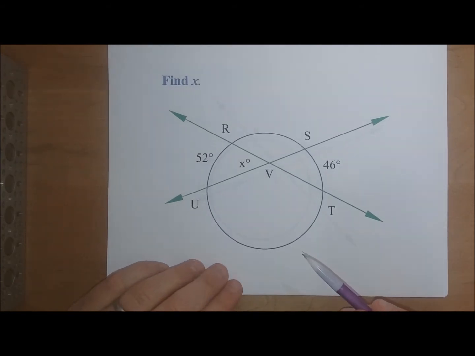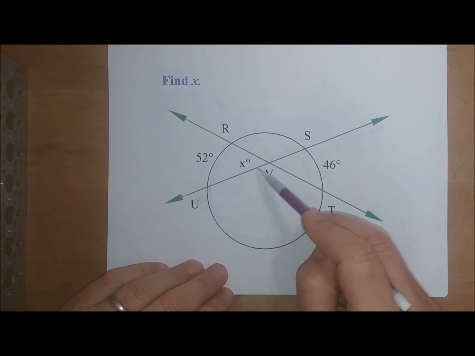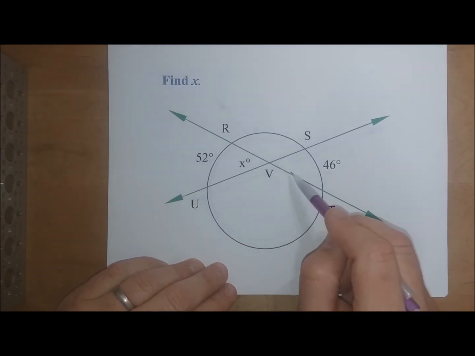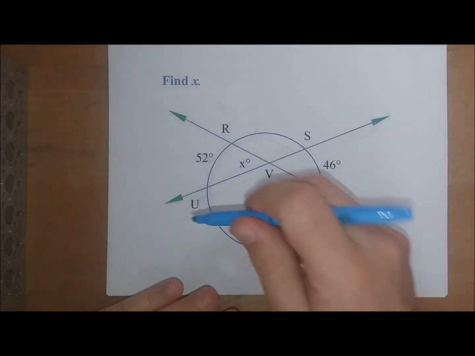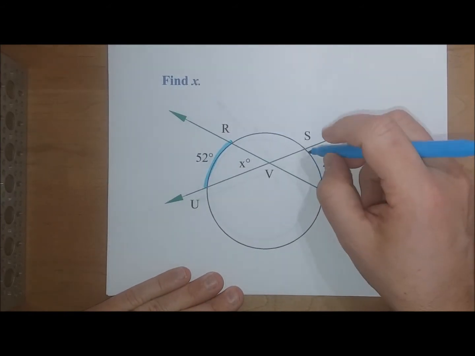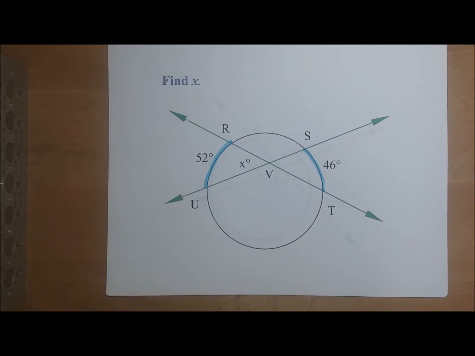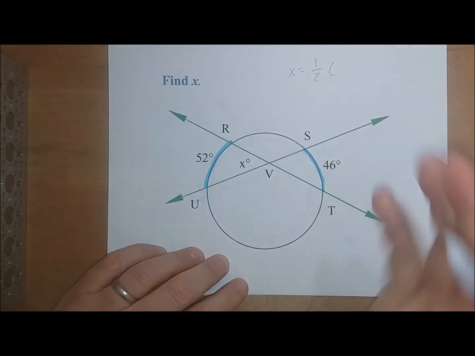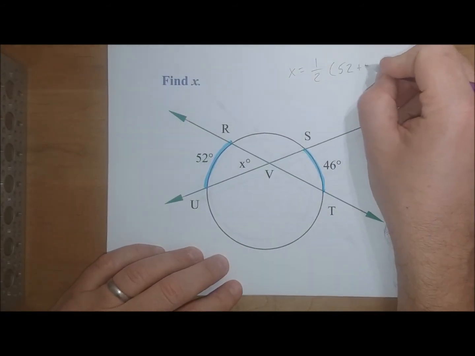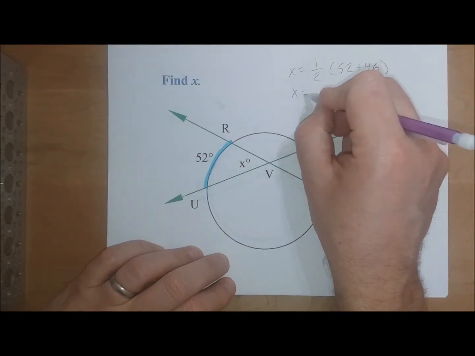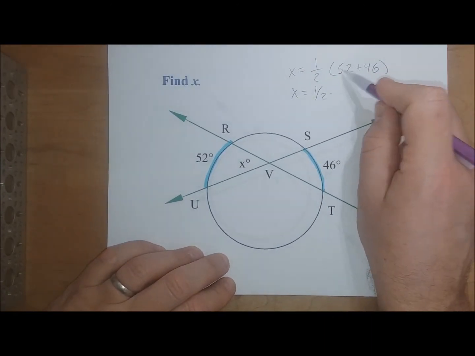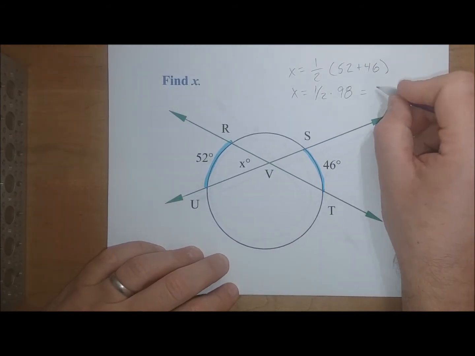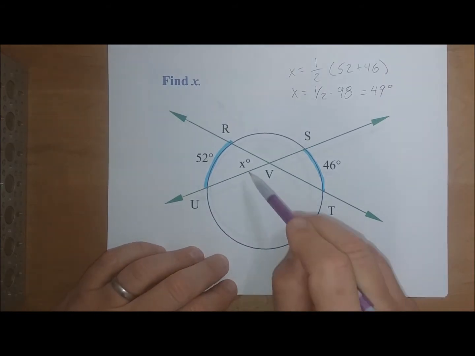Here they want us to find x. You can see x is this angle formed here. You could also call this angle RVU. And notice this angle and its vertical angle intercept these two arcs. Well, what we just learned in circle theorem 12 is that this angle inside, x, is going to equal the average of these two arcs, or we could say x is going to equal 1/2 times the sum of these two arcs, 52 plus 46. Good. So x equals 1/2 times 98, which is 49 degrees.